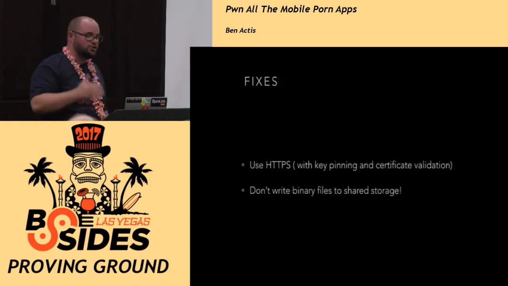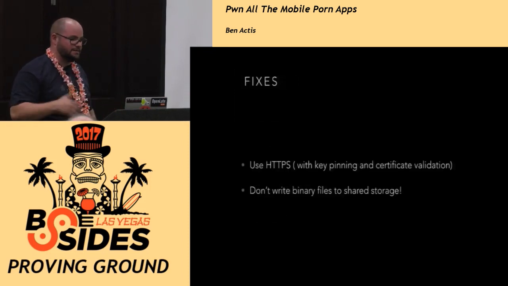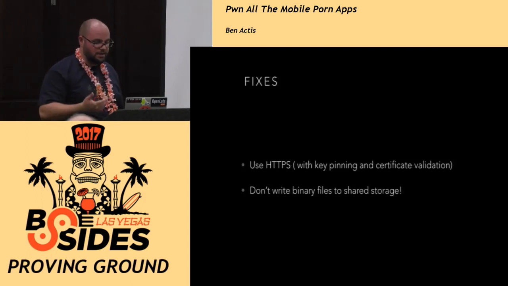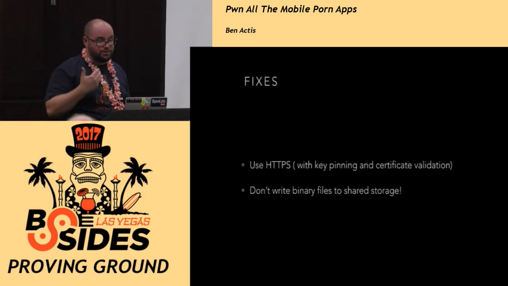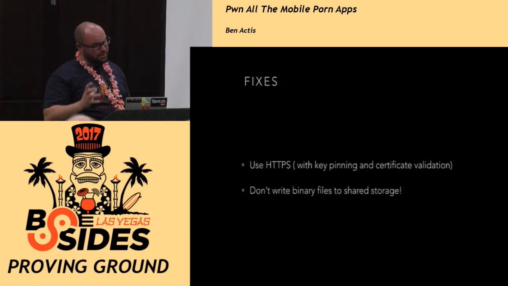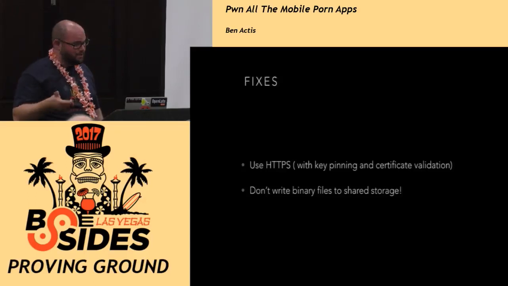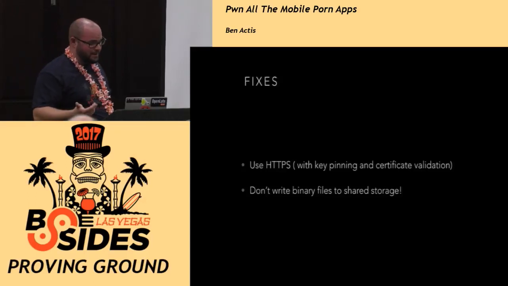So the fixes for these are super easy. Use HTTPS, ideally doing key pinning and checking your certs, and do not write files to external shared storage. You could write it internally, and there's an allow installed apps or installation of other apps permission. If you want to get really crazy, you could use some native code and patch this stuff in memory if you wanted. There's a lot of things you could do here.